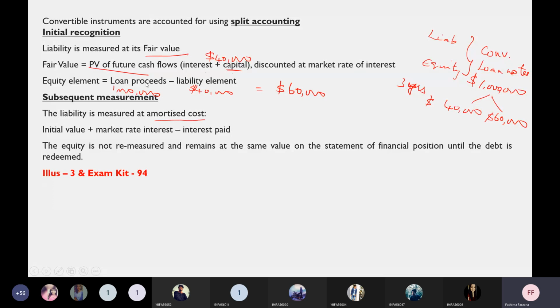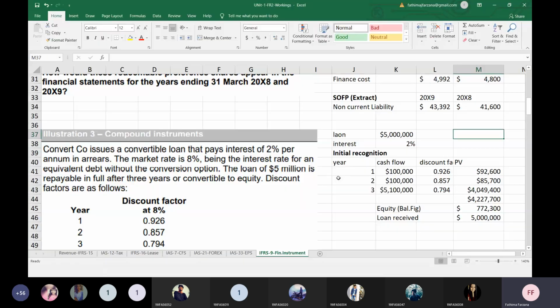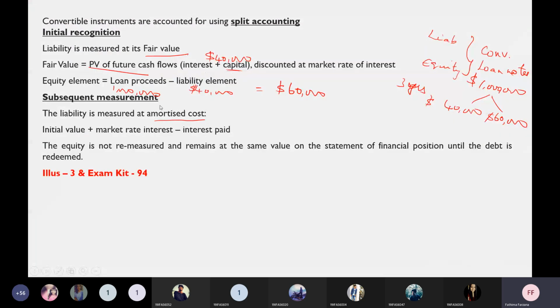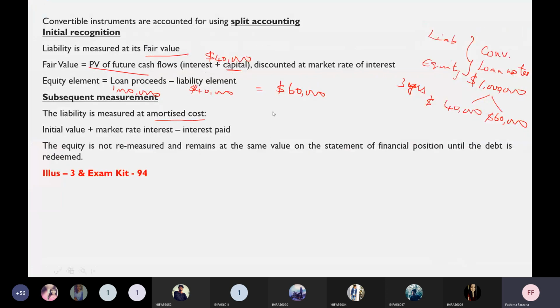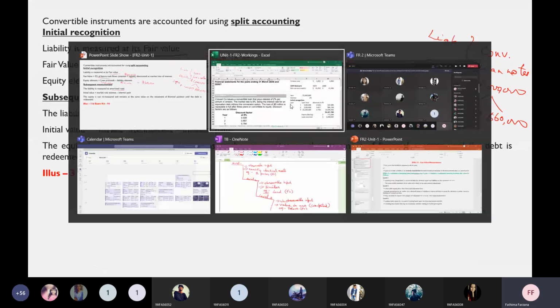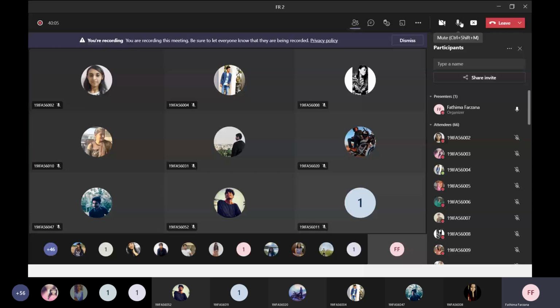How will I find equity? Loan proceeds. In this problem, my loan is 5 million. Okay, 5 million minus how much is the liability element? That is the present value of future cash flows, the sum of these, 4,227,700. Okay, this is my liability element. If I subtract, I'll be getting my equity element. Just a minute.